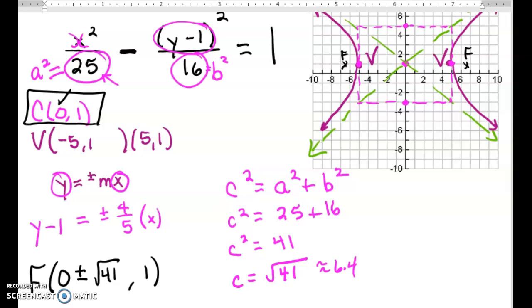One other thing, this is a horizontal hyperbola because it opens left-right. It would be a vertical one if it opened up-down. And I think that's it for the hyperbola.